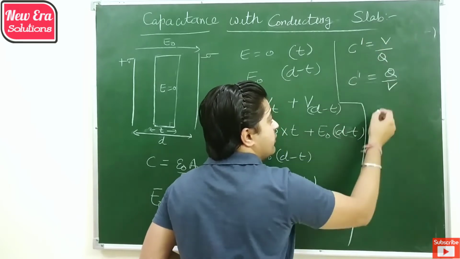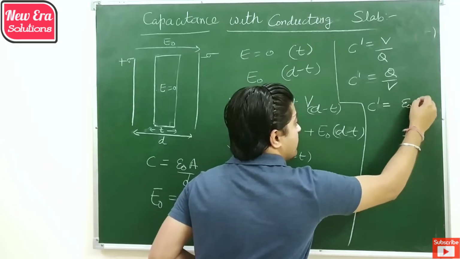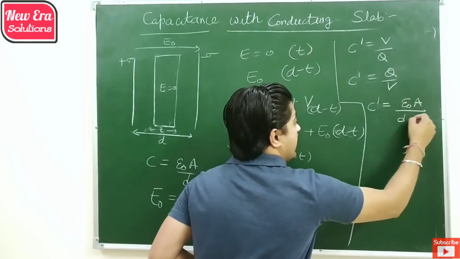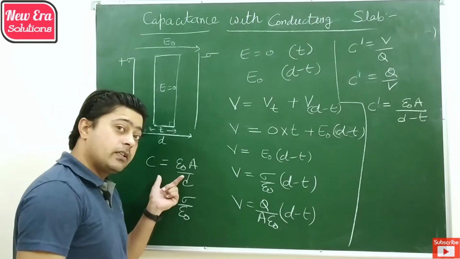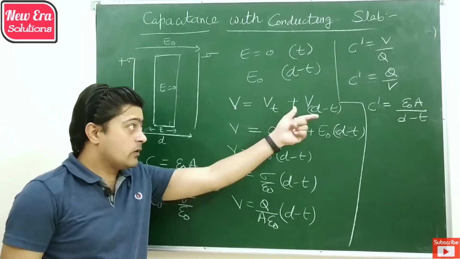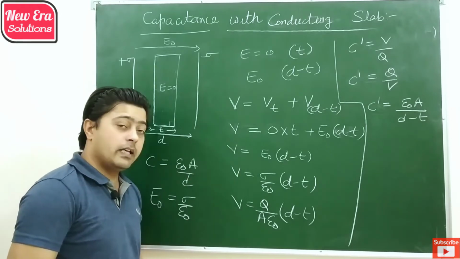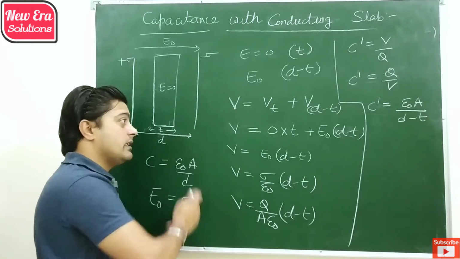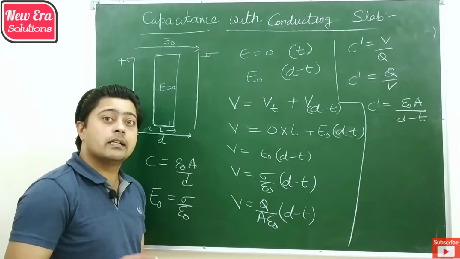By putting the value of potential, we get the new capacitance equal to epsilon naught A by (d minus t). Again, if we compare the initial capacitance of the capacitor with the final capacitance with the conducting slab, we observe that the capacitance of the capacitor will increase when we insert a conducting slab.